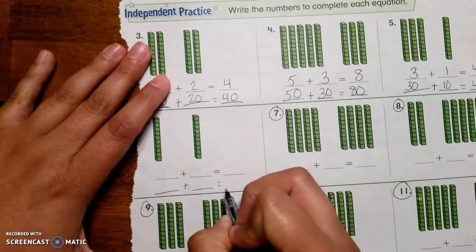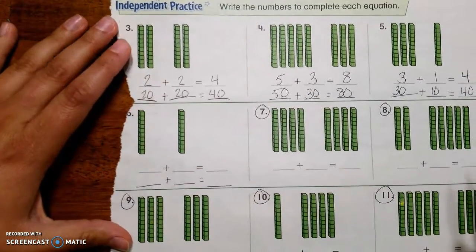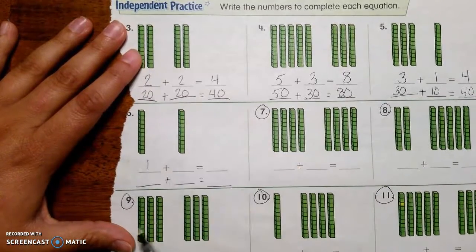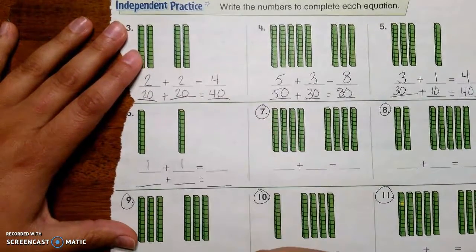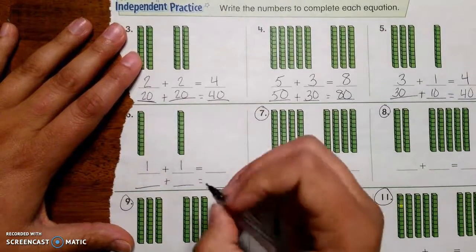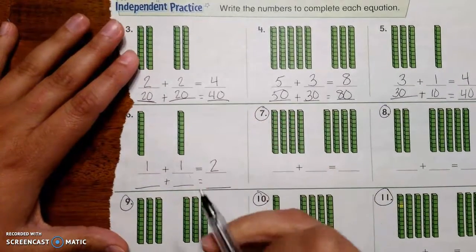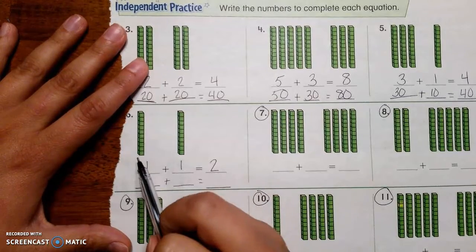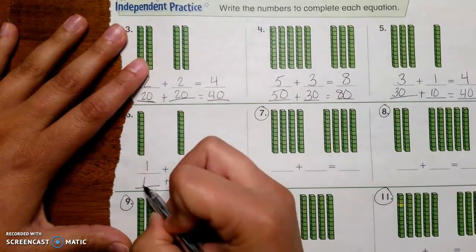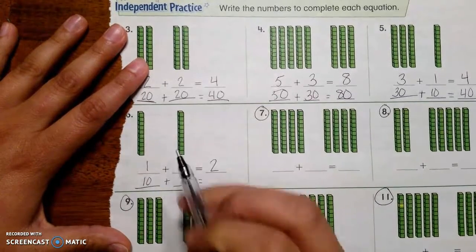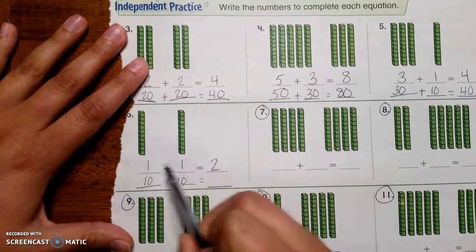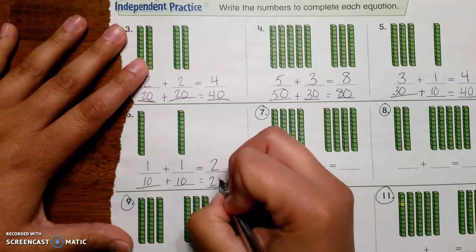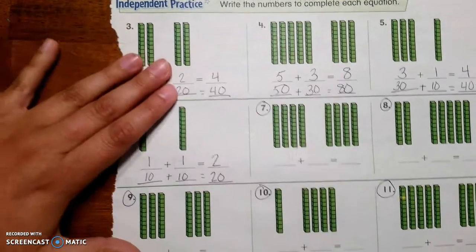All right. Let's do this one. 1 plus 1 equals 2. That one was easy, right? Okay. Now let's try it again. Counting by tens. 10. 10. Now let's count them together. 10, 20. Okay, you guys see how that's done?